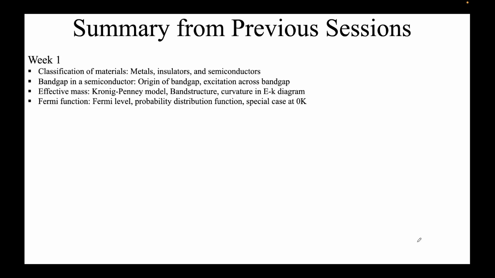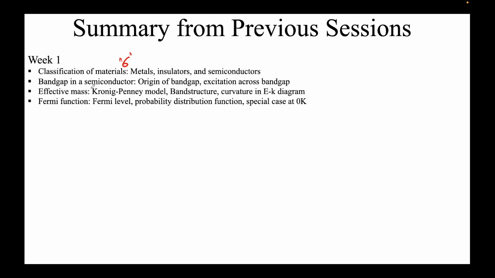Quick summary from the previous session. First, in week 1, we classified the materials based on their electrical conductivity, given by the symbol sigma, and we found a peculiar class of semiconductors, apart from metals and insulators. They are peculiar in the sense that their conductivity can be tuned based on our requirement.